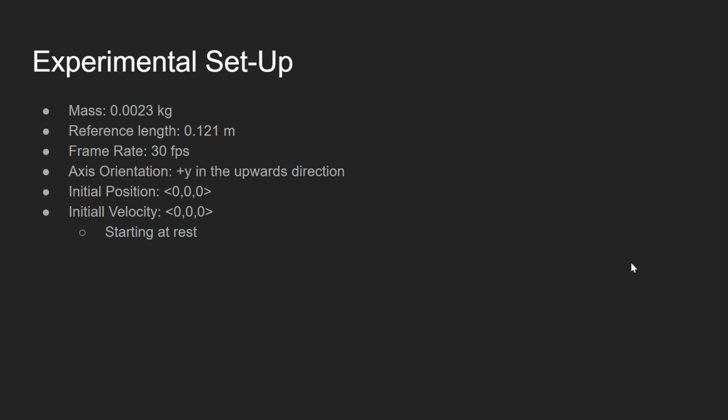The experimental setup is as follows. The mass of the ball was 0.0023 kilograms. We used a reference length of 0.121 meters. The frame rate we recorded with was 30 FPS. We oriented our axis in the upwards direction, where it's in the positive y direction. And our initial position and initial velocity were both the zero vector since the ball started at rest.